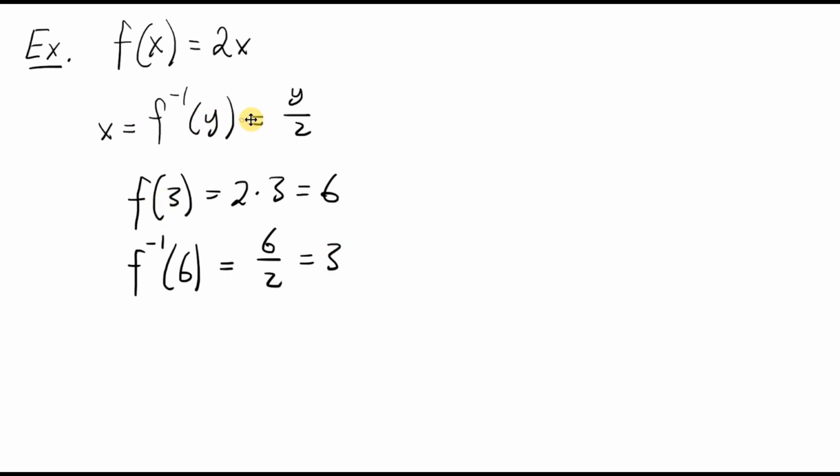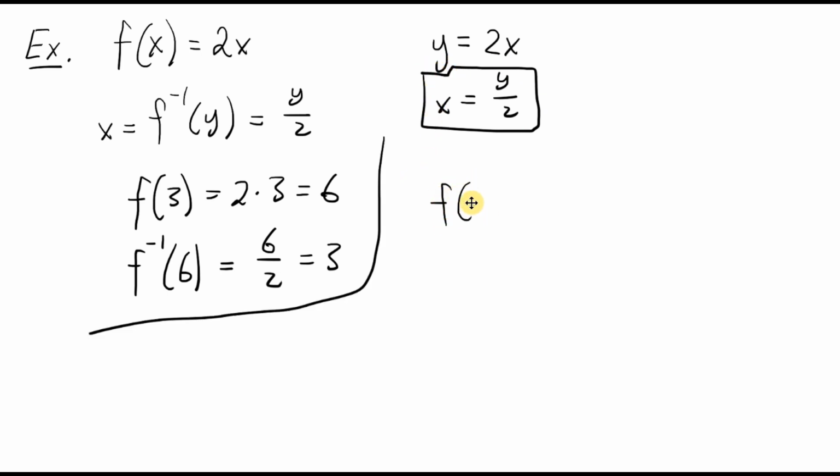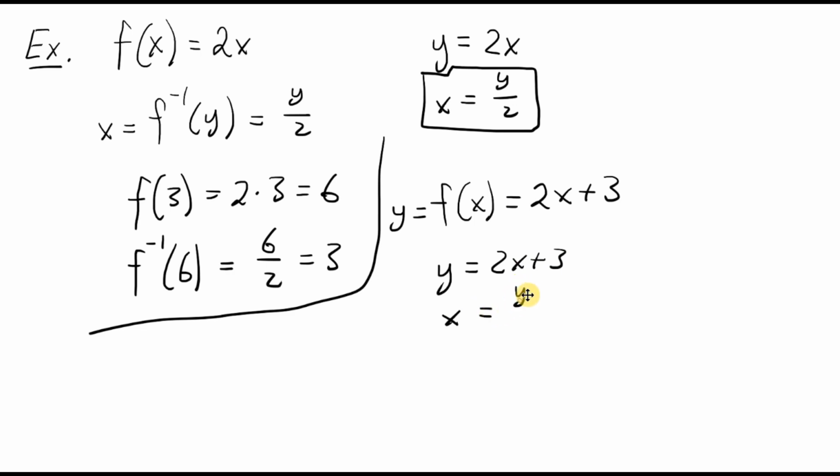To find this inverse function, I could just start here with my original function. Then I can solve for x. That will give me the inverse function. For example, if I instead had f of x equal to 2x plus 3, then I can just solve for x. And that will give me y minus 3 divided by 2. And this is the inverse function.